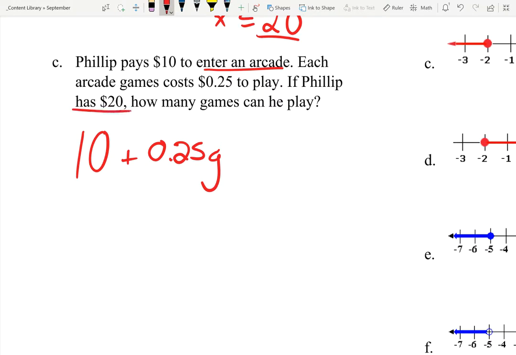Now, he has $20 to spend. He cannot spend more than that because he doesn't have that much money. He can only spend less than or equal to that $20. He cannot spend more than $20 because he doesn't have it.